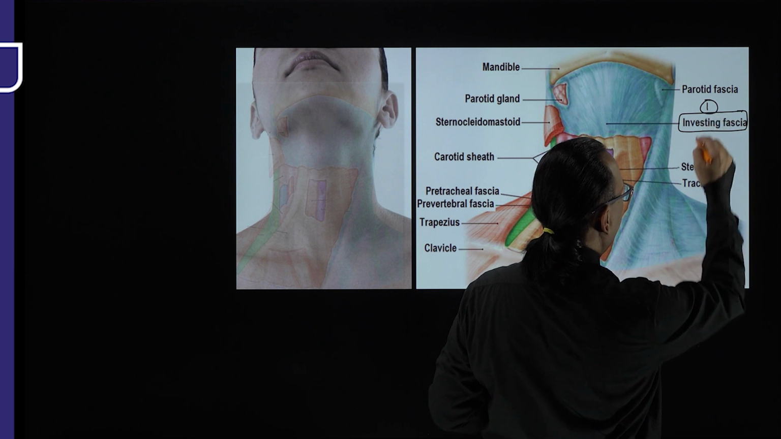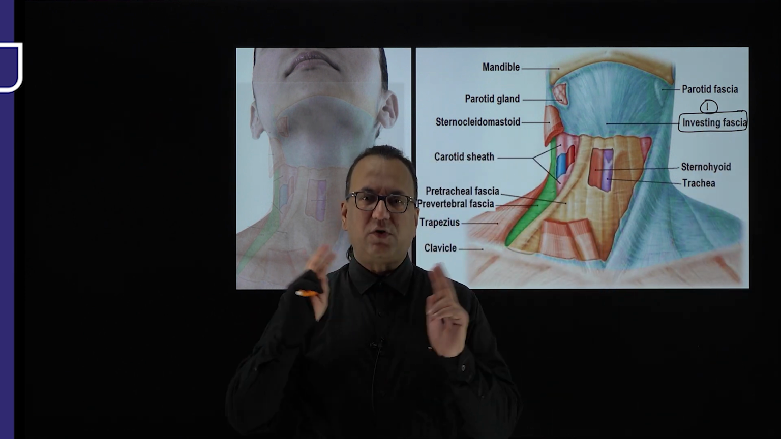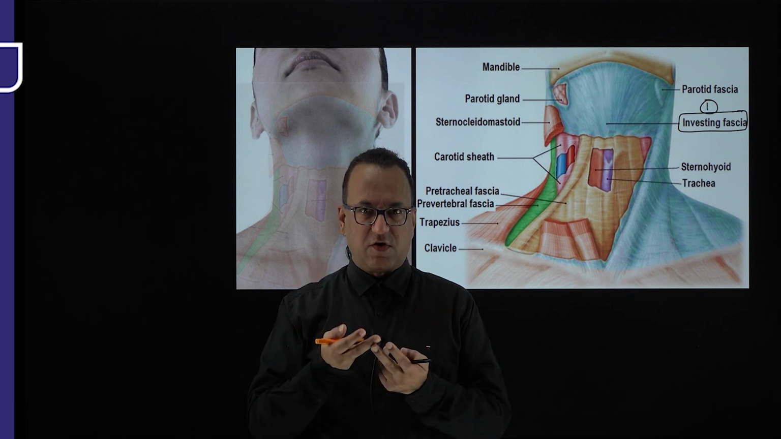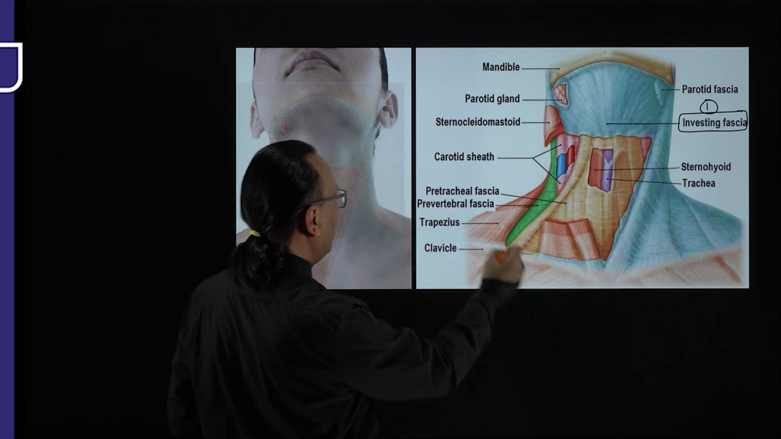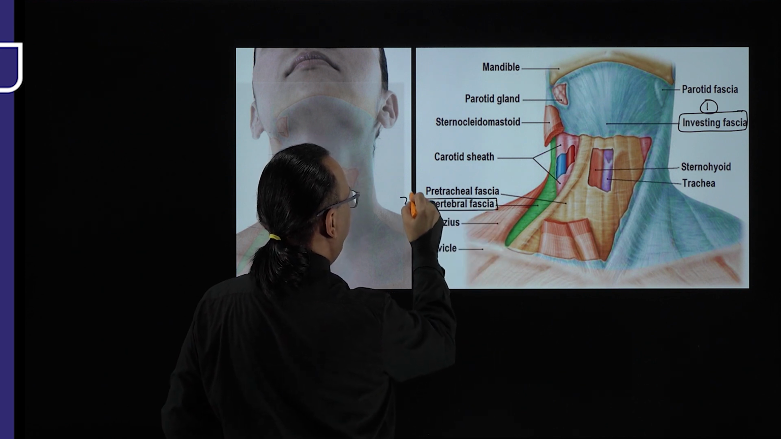Then we were telling there is one fascia which is in front of the vertebra and also around the vertebra, covering some muscles along with the vertebra, and we were calling it the prevertebral layer of fascia. So this is number two.